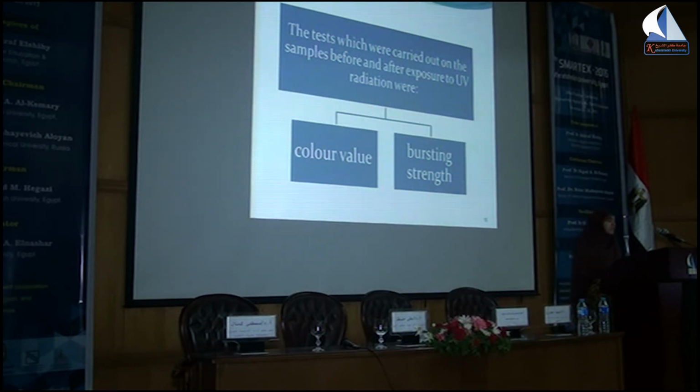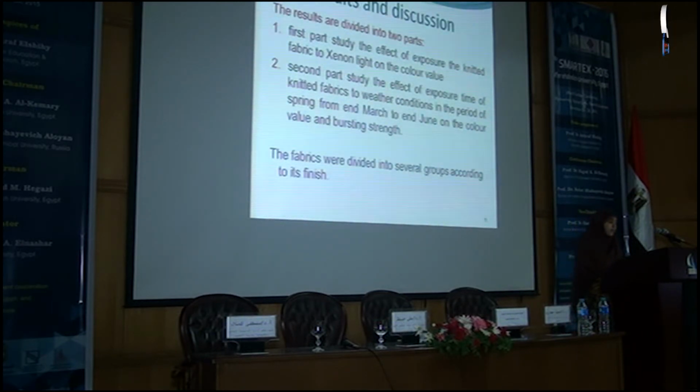The tests carried out on the samples before and after exposure to UV radiation were color value and bursting strength. Our results and discussion are divided into 2 parts. The first part studied the effect of exposure of the knitted fabric to xenon light on the color value, and the second part studied the effect of exposure time to weather conditions in the period of spring, from end of March to end of June, on the color value and bursting strength.